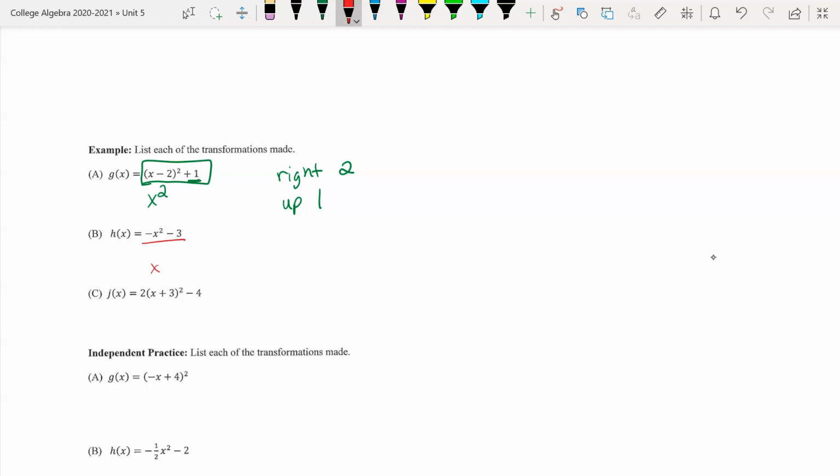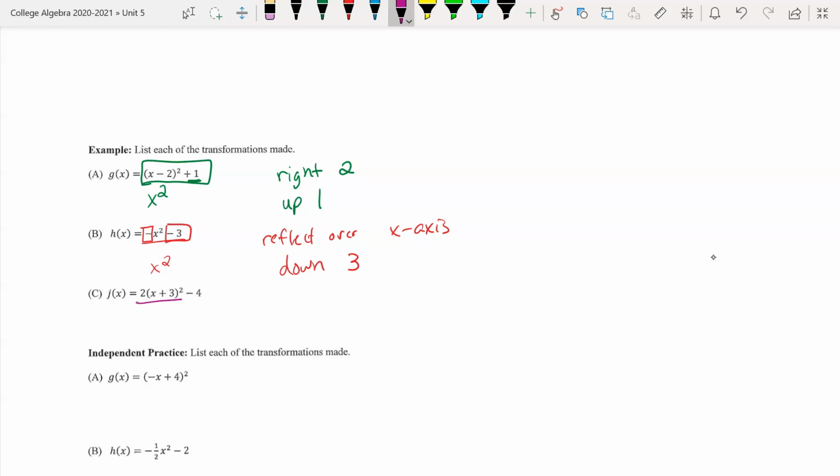And all these are based off of x squared. We kind of start off with the basic parent function of a quadratic. Negative in front of the x squared means reflect over the x-axis. Minus 3 means I go down 3.